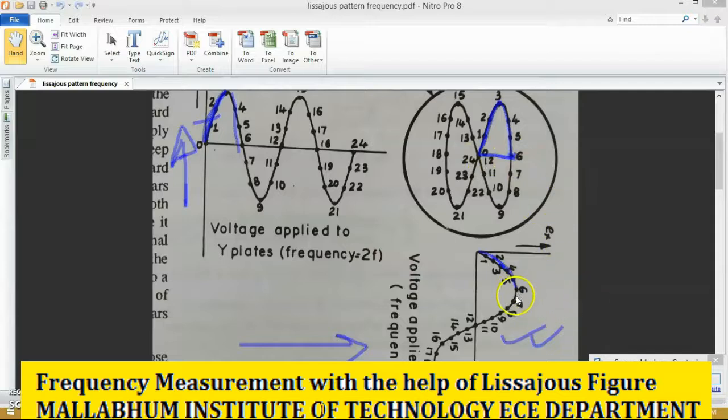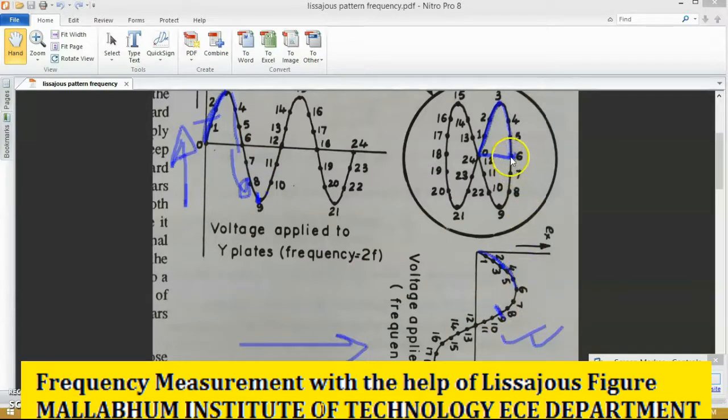Next, from 6 to 9 the horizontal voltage is decreasing. Now from 6 to 9 the vertical voltage is in the negative direction, and the horizontal voltage is decreasing but still in the positive direction.